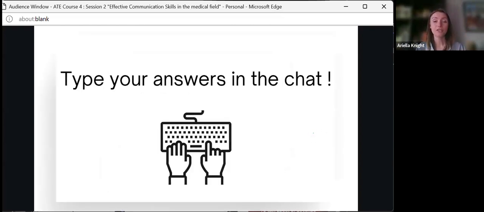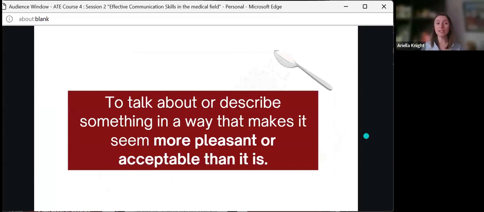I like this. So the definition I have for you is it's talking about something, describing something in a way that makes it seem more pleasant or acceptable than it is. Okay, it's a way of kind of softening when you have something that is hard to hear. In a medical context, we're usually thinking about diagnosis. When you go to the doctor and you have something that's bothering you, that's painful, and you get it tested and it turns out it's a really serious condition.